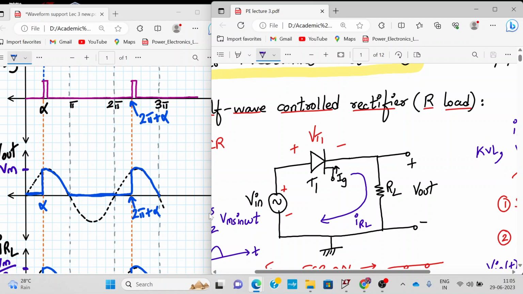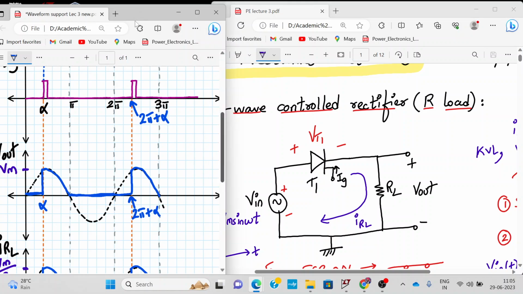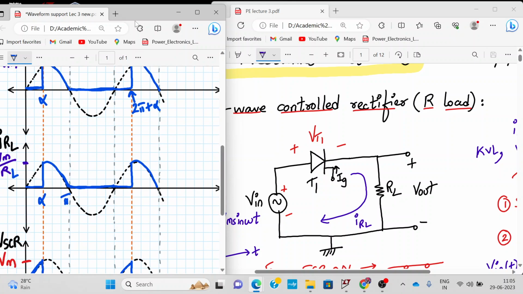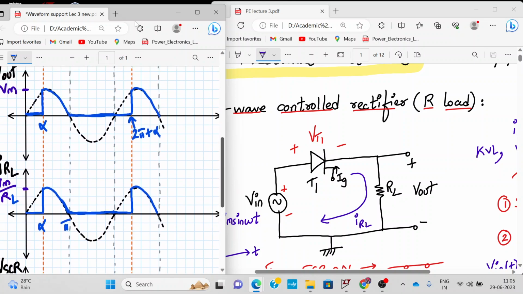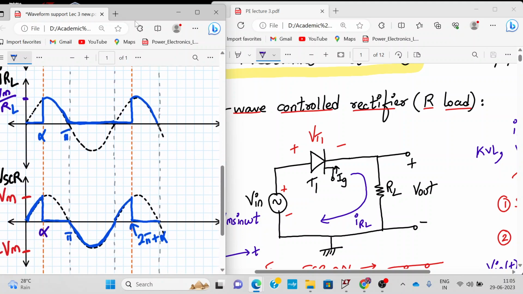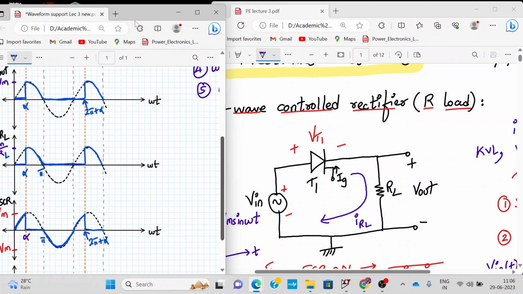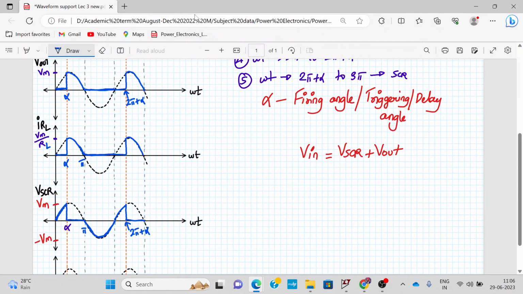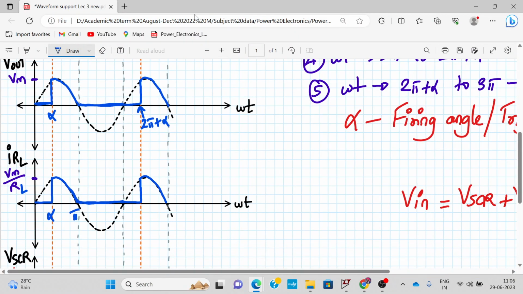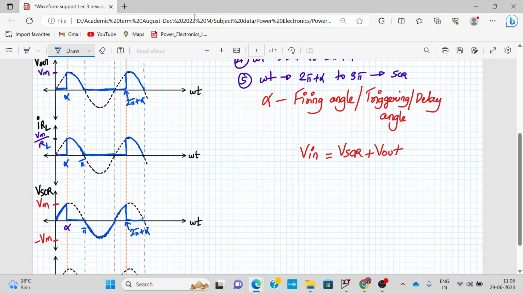So this is my output waveform or the load waveform. As you can see over here, this is my IRL, the load current waveform. It's similar to your load voltage, but it will be divided by RL. Then this is my voltage across the SCR. Now, if you see carefully, the voltage across the SCR waveform and the V out waveform, if I combine them, that will be equal to V in. This happens because of KVL. So V in will be equal to VSCR plus V out. If you combine these waveforms V out and VSCR, you will get back your V in.